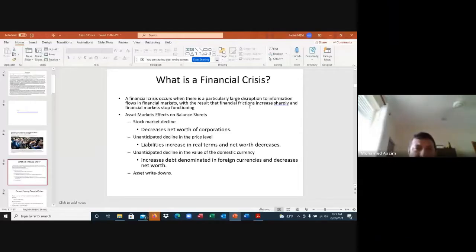And there are collapses in all these financial intermediaries, from multi-billion dollar corporations to insignificant volumes compared to their liabilities. So you see these asset market effects on balance sheets, firstly through the stock market. It's very immediate across all financial markets in the world.